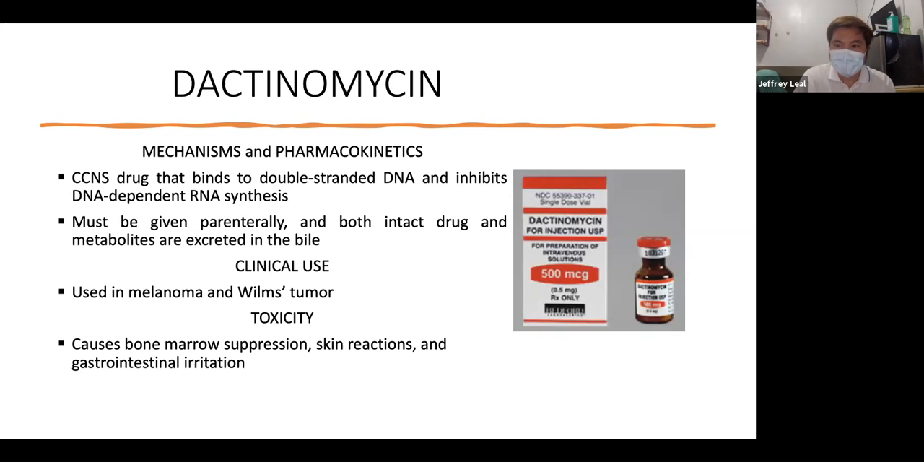Dactinomycin is a cell cycle non-specific drug that binds to double-stranded DNA and inhibits the DNA-dependent RNA synthesis. They must be given parenterally, and both intact drug and metabolites are excreted in the bile. Okay? So they are used in melanomas and Wilms tumor. The toxicity of your dactinomycin would include bone marrow suppression, skin reactions, and gastrointestinal irritation.